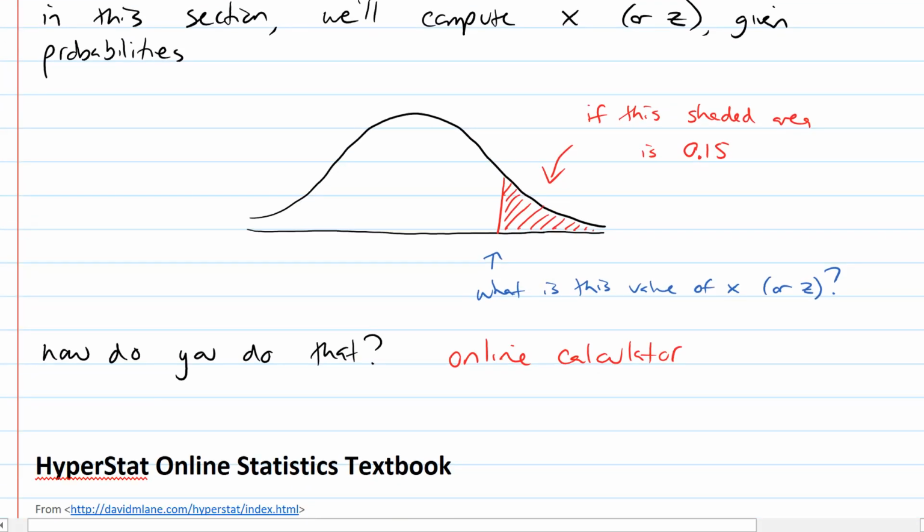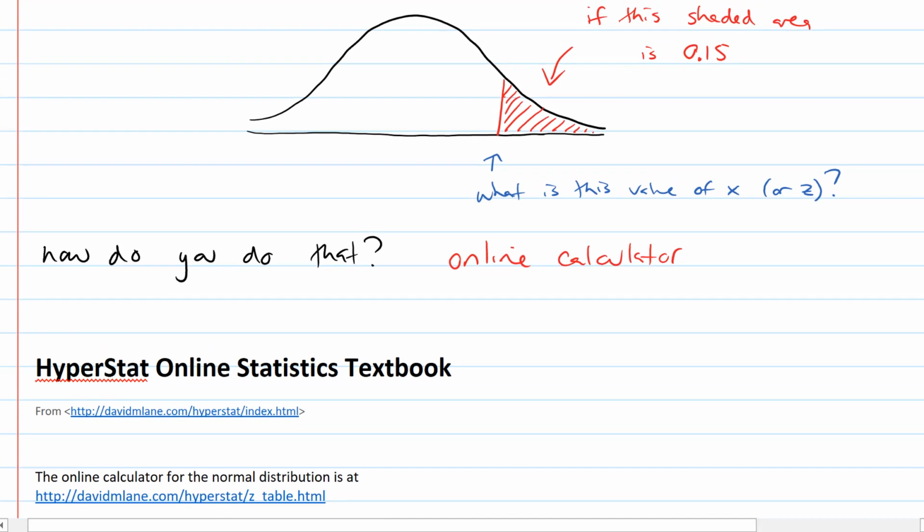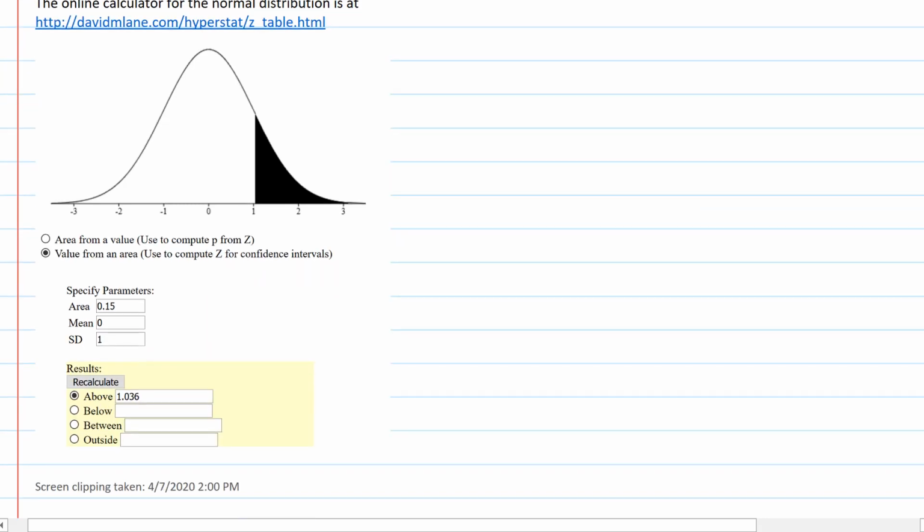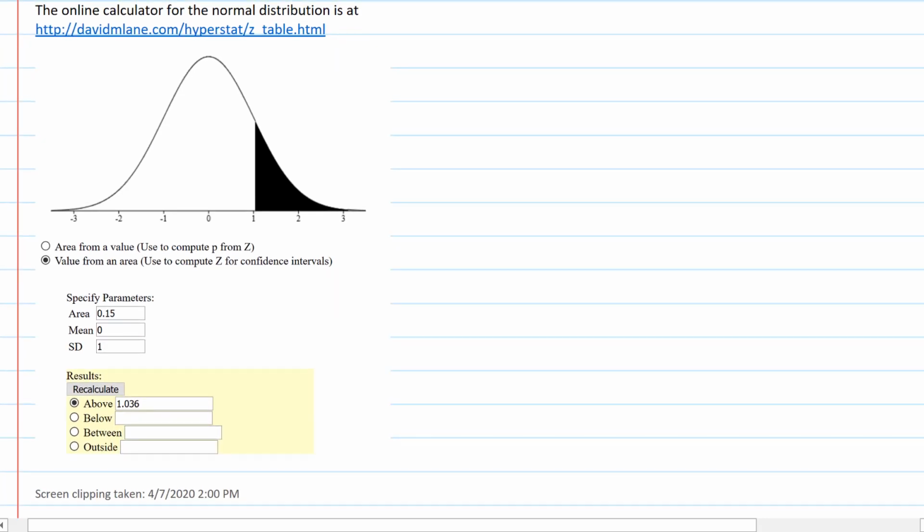The one that I recommend is from the Hyperstats Online Statistics textbook at davidmlane.com, and I'm going to put a link in the description. And let's take a look at a screenshot, and you can see that here is the screenshot of the online calculator. And the big change is if you take a look at this, the option right under the graph, we're choosing the second option here. So notice that we are now using the second option.